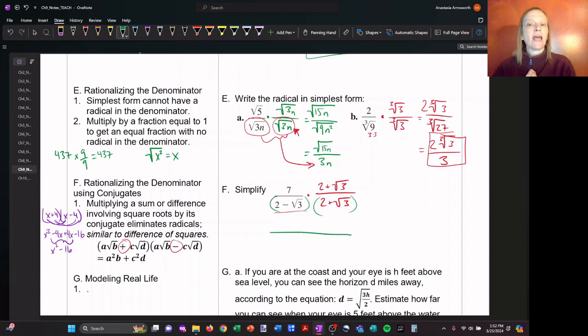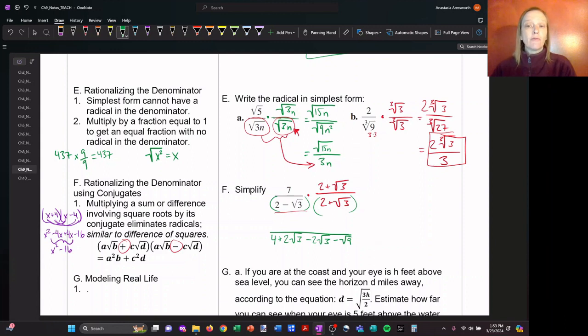And so let's focus on what we're going to have in the denominator. We're going to do 2 times 2 is 4. Then we're going to have 2 times positive root 3, so 2 times the square root of 3. Then we're going to have negative square root of 3 times 2, which is negative 2 root 3. And then negative root 3 times positive root 3, I'll go ahead and write it as minus the square root of 9 in case that helps, but that's going to work out to just be minus 3.